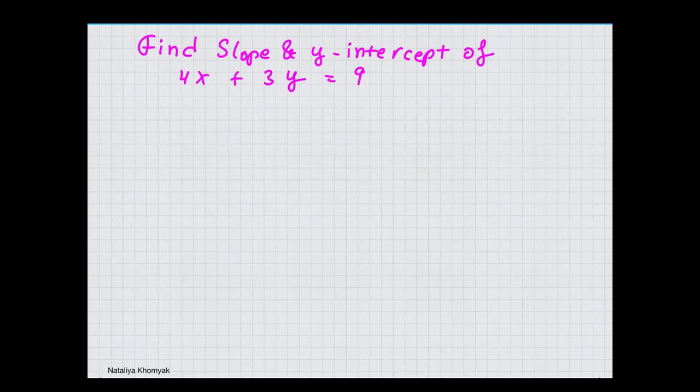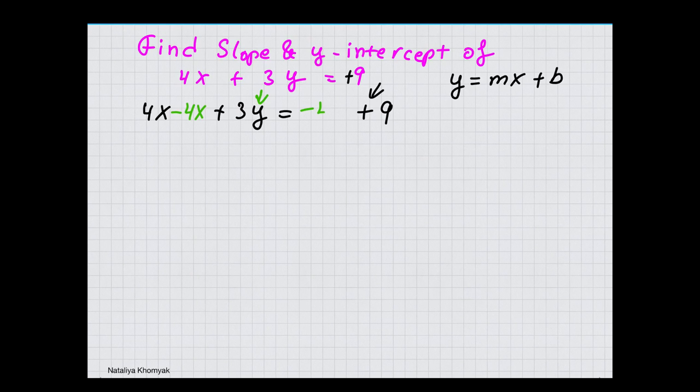Find slope and y-intercept of 4x plus 3y equals 9. I'm just going to rewrite this equation with some room for solving. We have 4x plus 3y equals, that's a positive 9, so plus 9. My goal is to have it in the form of y equals mx plus b. This is why I want to have this sign written down. Now we are still solving for y, so we want to do additive inverse of 4x, which is minus 4x. Minus 4x. This adds up to 0.